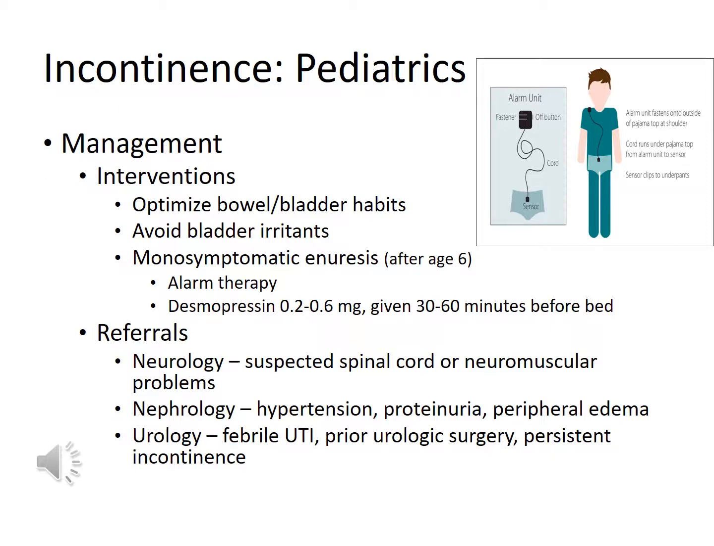If you suspect any neurology issues that could be the cause of their incontinence, of course send them to a neurologist. Nephrology would be the best bet if there are issues with persistent proteinuria, or if they're having peripheral edema or associated hypertension. And if they're having persistent incontinence despite the desmopressin, or febrile or recurrent urinary tract infections, then urology is going to be the best referral for that.